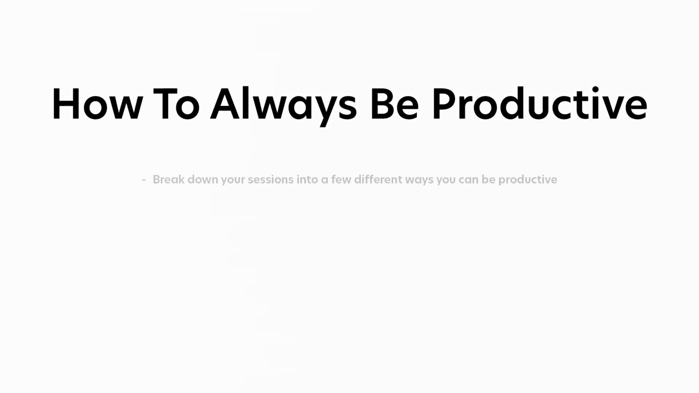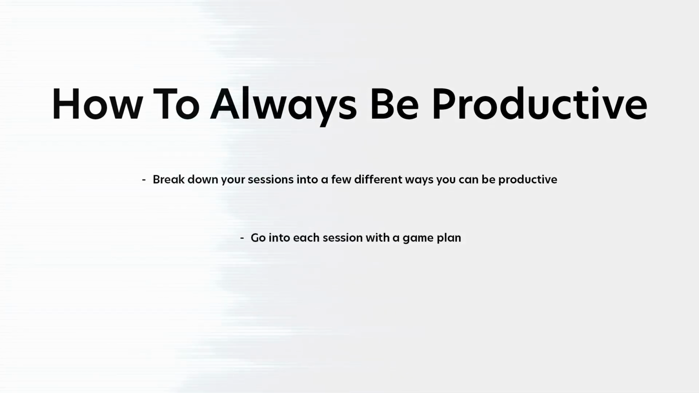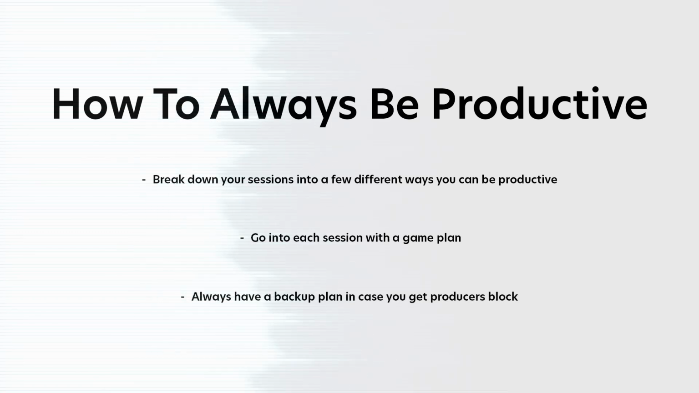And so basically I broke down my sessions into a few possible ways I could be productive. And then I went into each session with an idea of exactly what I was planning on getting done for that session. And if for whatever reason things went south and I wasn't feeling it, or I got producer's block or something, I always had a backup plan that I could pivot to and still be productive. So my sessions look something like this.